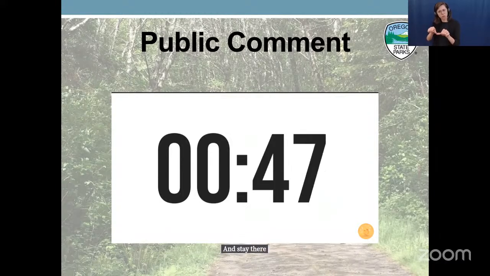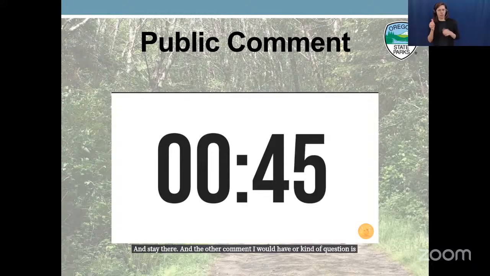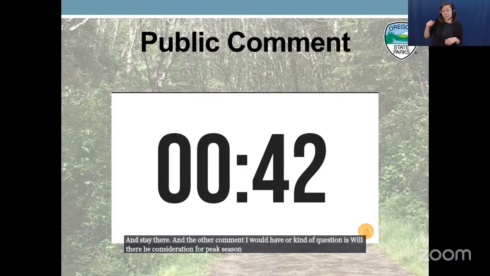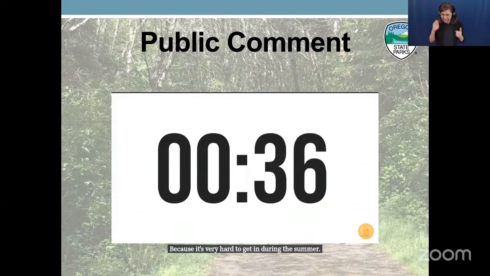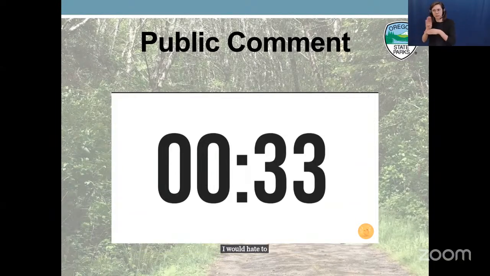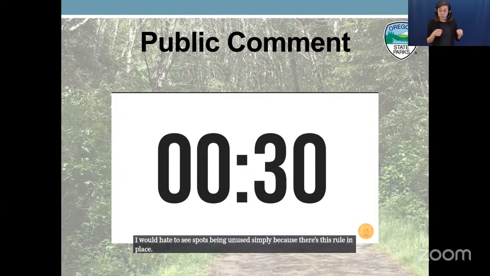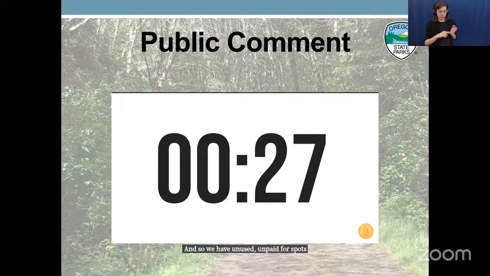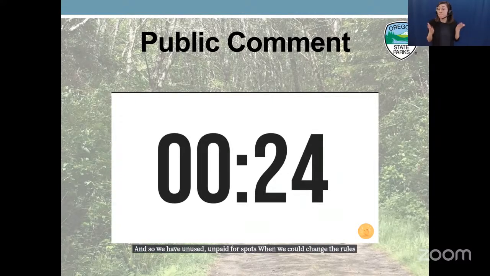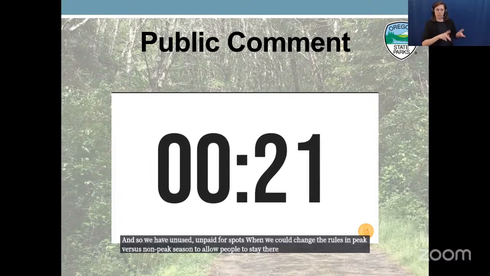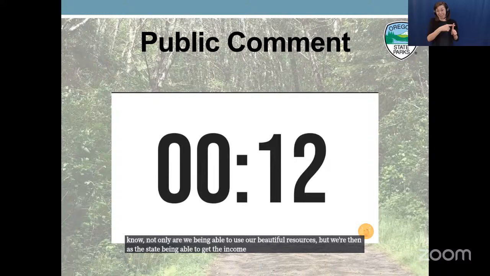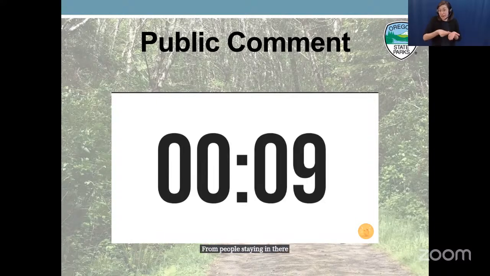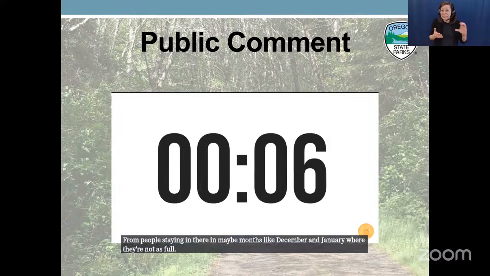And the other comment I would have, or kind of question, is will there be consideration for peak season versus non-peak season? Because it's very hard to get in during the summer. But in non-peak season, I would hate to see spots being unused simply because there's this rule in place. We have unused, unpaid-for spots when we could change the rules in peak versus non-peak season to allow people to stay there and utilize them. And then not only are we being able to use our beautiful resources, but we're then, as the state, being able to get the income from people staying in maybe months like December and January where they're not as full. Thank you. Thank you, Corin.